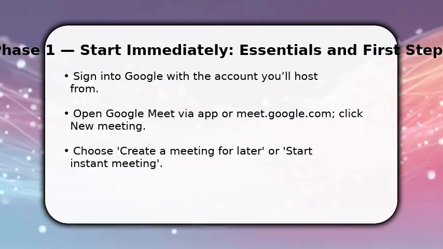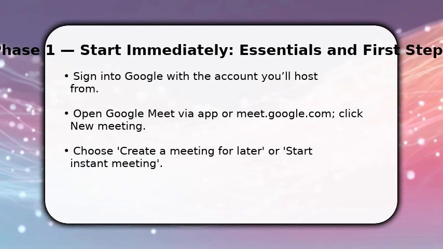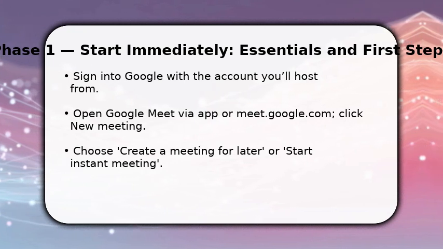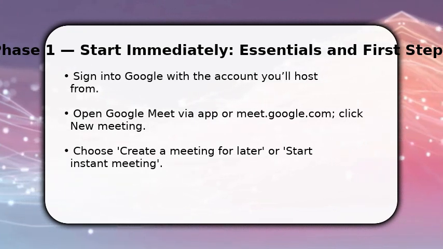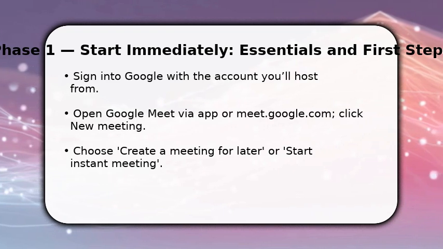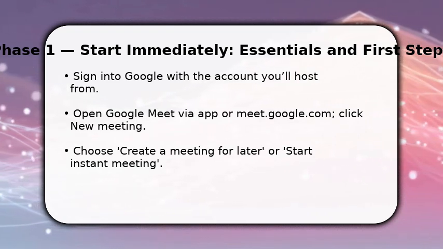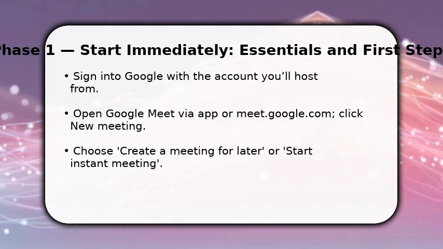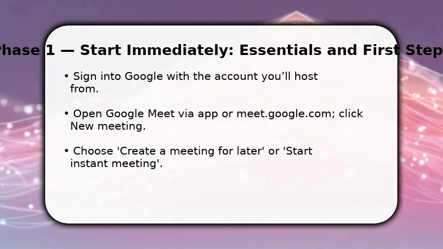You sign into your Google account and go straight to Google Meet to create a link now. Don't stall on settings. Click New Meeting because that begins the link generation process. Once done, decide whether to create a meeting for later or start instantly. Pick for later to schedule or instant to join right away. Each option yields a shareable link.